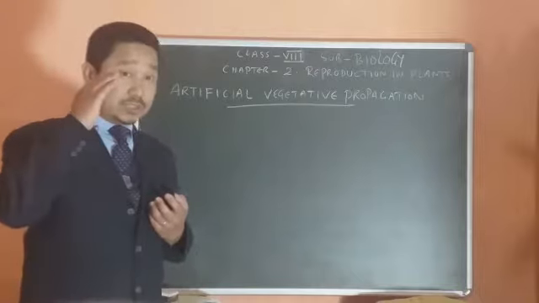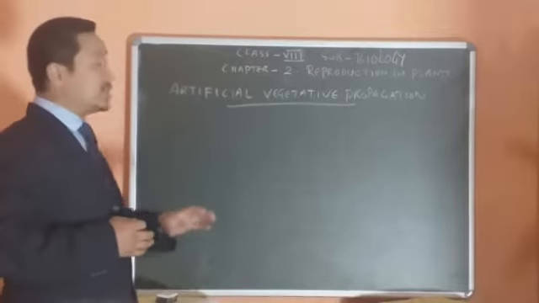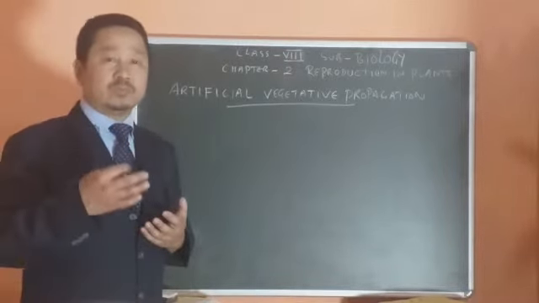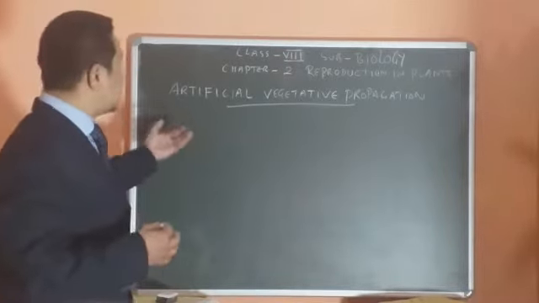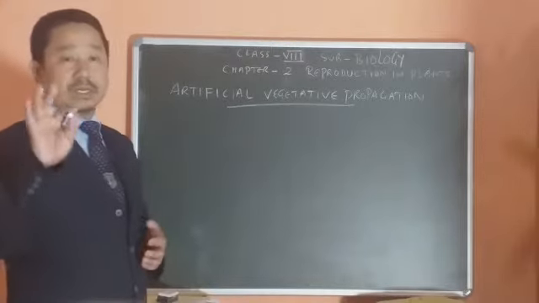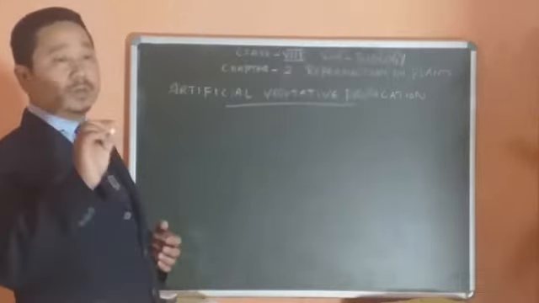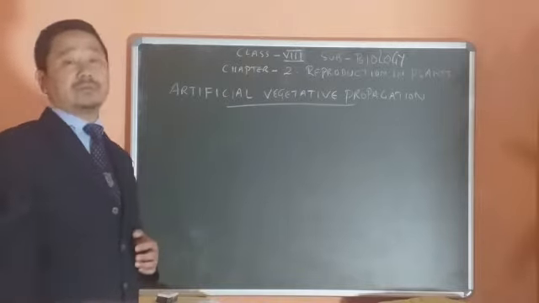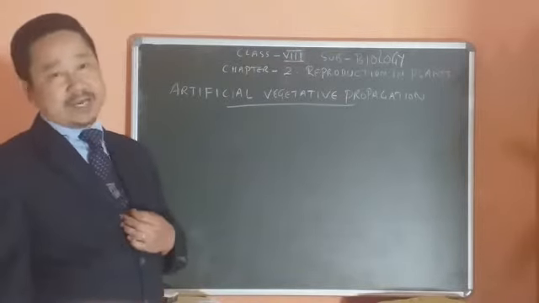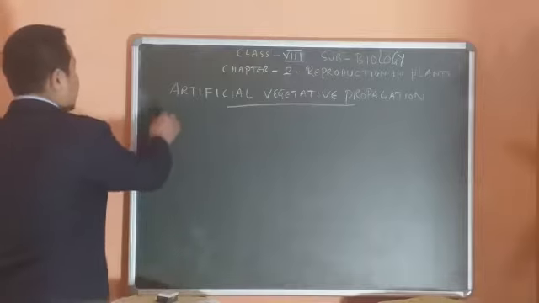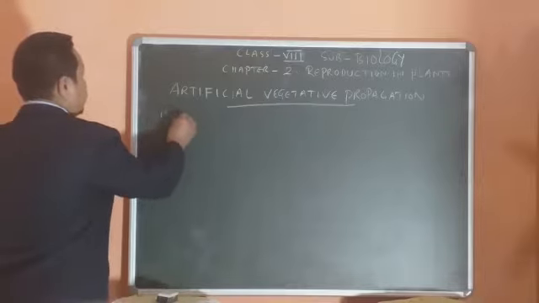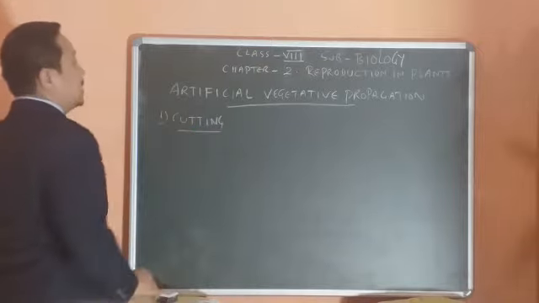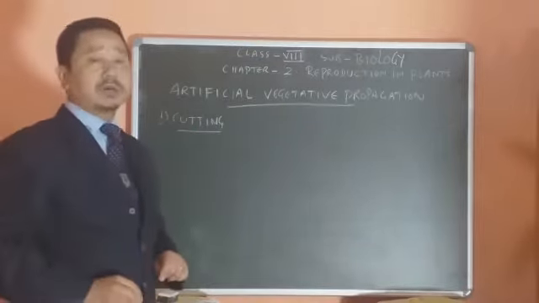All right. So this artificial vegetative propagation has been grouped in 4 ways. That means artificial vegetative propagation can be done in 4 ways according to the points given in your book. There are many, but here we do the 4 types of artificial vegetative propagation. All right. So number 1 is cutting.